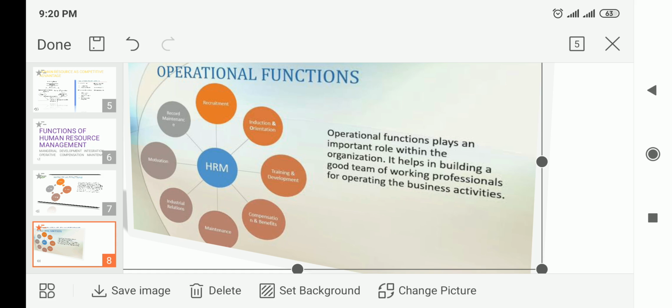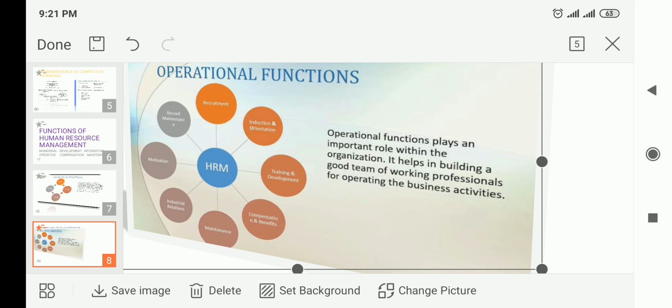The first point is recruitment. The second is induction and orientation. Obviously, induction and orientation are the same. When you are meeting someone, you are doing things, you are meeting them. Training and development, compensation and benefit, maintenance, industrial relation, motivation, record maintenance. All these are the operative functions or operational functions.